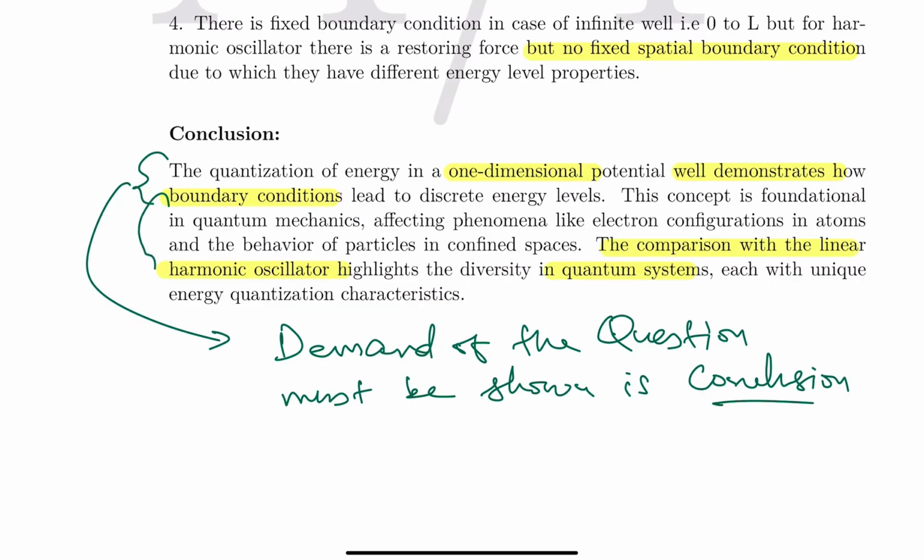And again, the basic thing is that this concept is foundational in quantum mechanics. It affects phenomena like electronic configuration in atoms, or the behavior of particles in confined systems or spaces. And the comparison with the linear harmonic oscillator highlights the diversity in quantum systems itself. Okay, so there is no such unique quantization for each and every potential system.